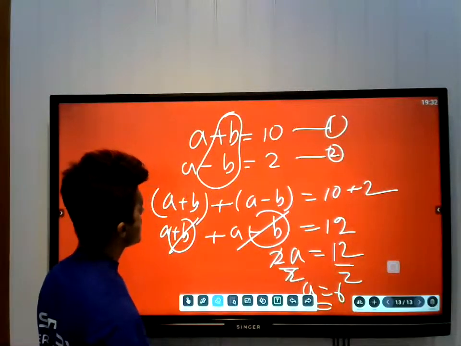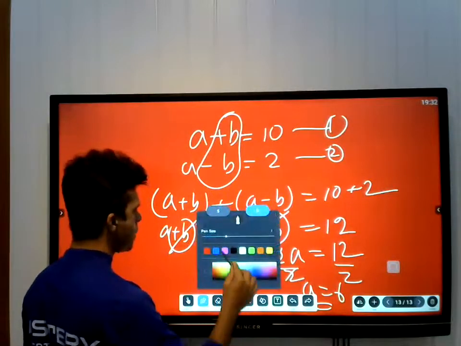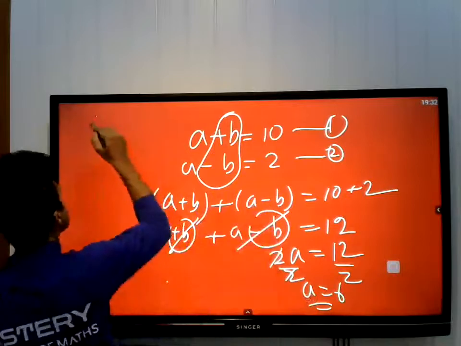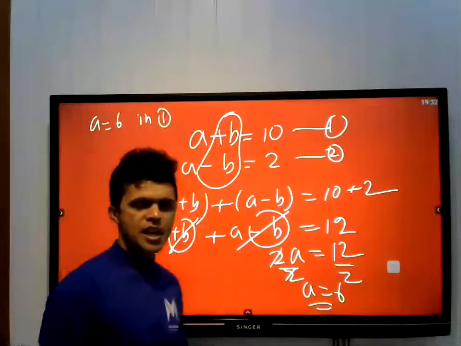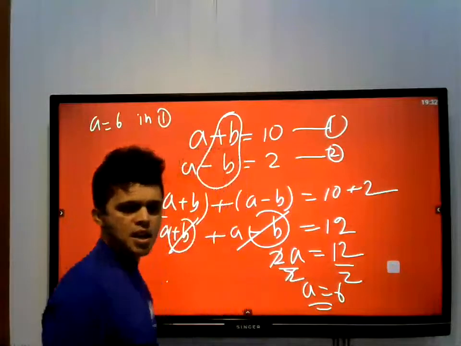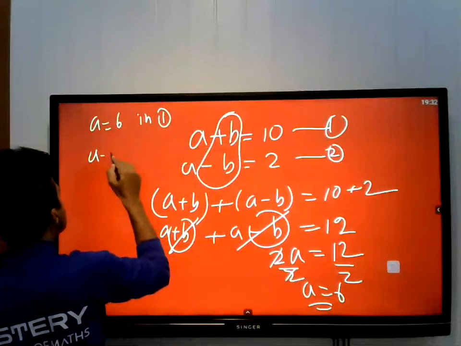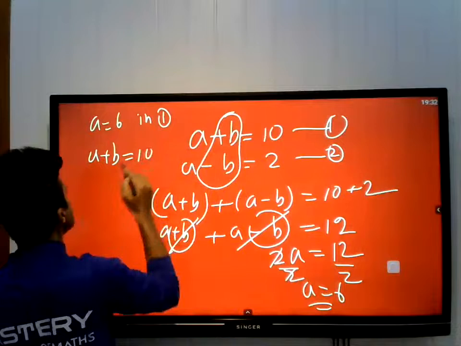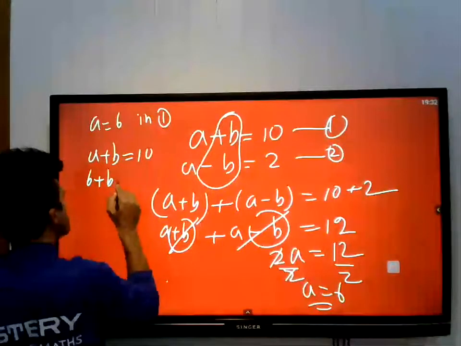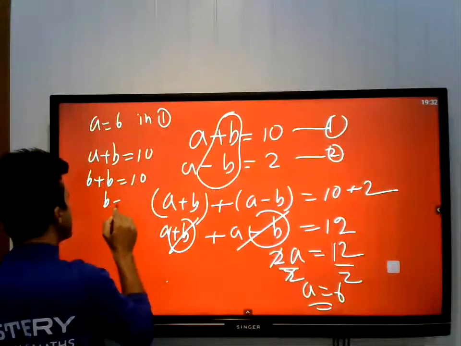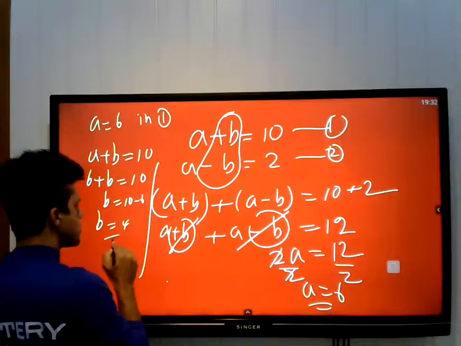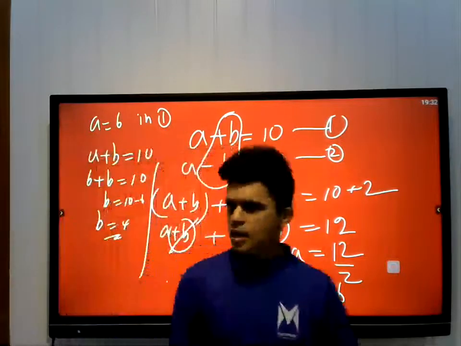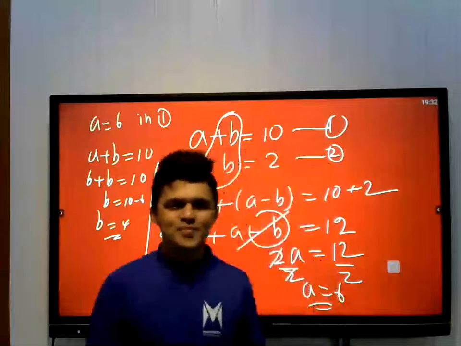Then b can be found here. You could substitute a in the first equation or in the second equation. I'll substitute the value of a in the first equation. So a plus b equals 10, 6 plus b equals 10, b equals 10 minus 6, and 10 minus 6 is 4. So a equals 6 and b equals 4 here.